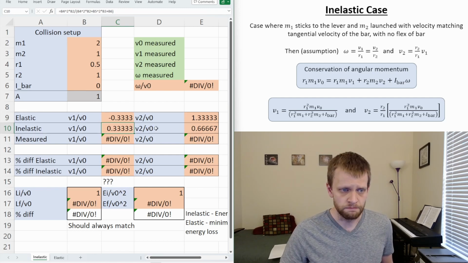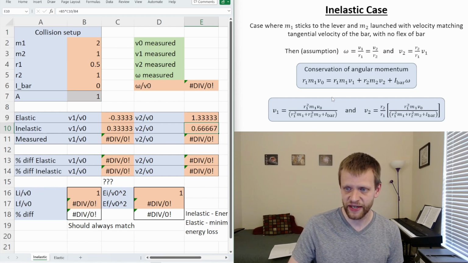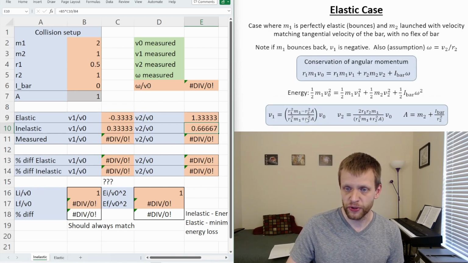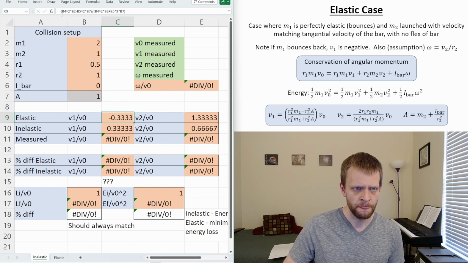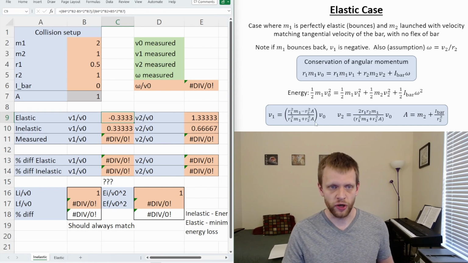Same thing for case 2. Basically, it's the same combination multiplied by R2 over R1. So those are the predictions from the inelastic case. And these are the predictions from the elastic case. That's this value here. Again, R1 squared times M1 minus R2 squared times this value A. That's cell B4 squared times this cell, minus R2 squared times A, so B7. And then divide by, again, a similar combination of terms.